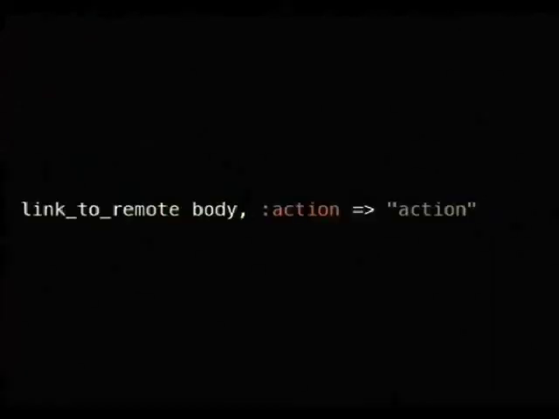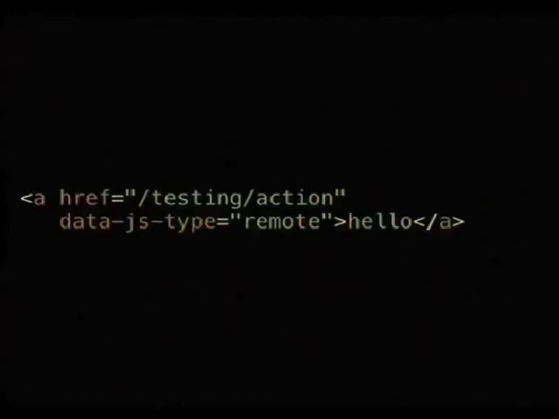The Rails 3 API is basically the same thing, except it eliminates the additional on 404 stuff, and it emits this markup. So it emits a valid href, and then it says the JS type is remote.